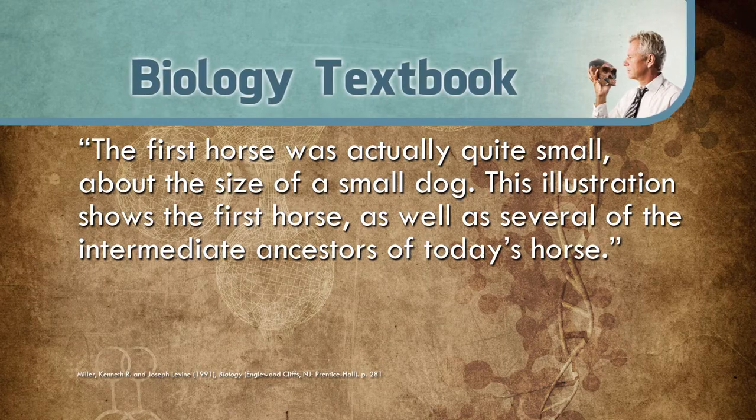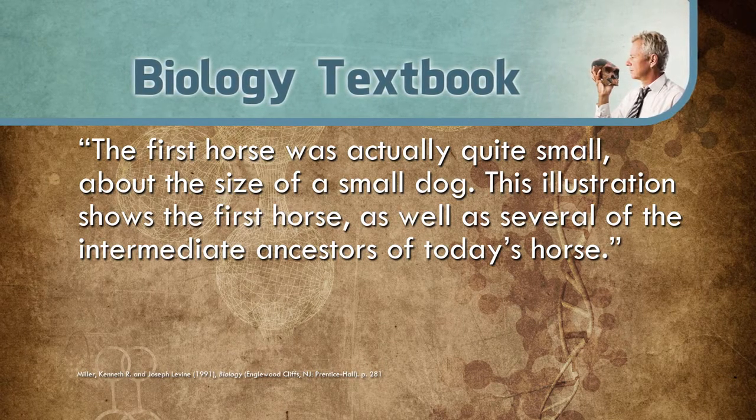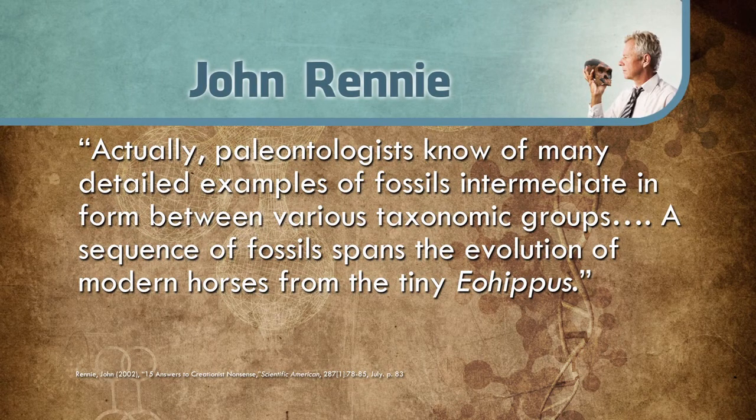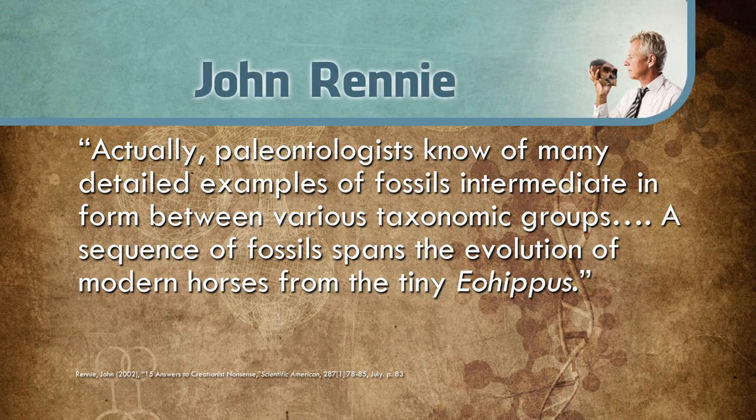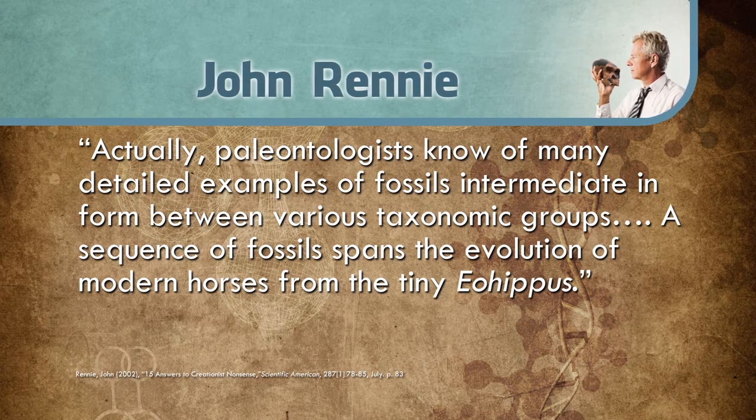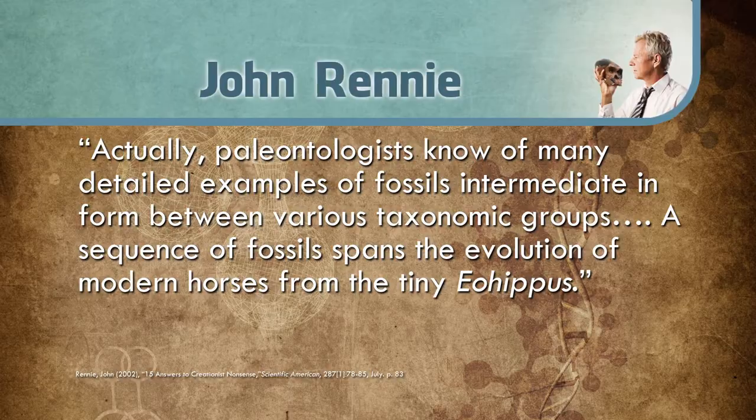This illustration shows the first horse as well as several of the intermediate ancestors of today's horse. The 2006 edition didn't rectify the problem. On page 439, the authors used the standard classic pictures of horse evolution to illustrate the nature of evolution by gradualism. John Rennie, writing in the prominent science magazine Scientific American in 2002, in an article titled 15 Answers to Creationist Nonsense, said, "Actually, paleontologists know of many detailed examples of fossils intermediate in form between various taxonomic groups. A sequence of fossils spans the evolution of modern horses from the tiny Eohippus."